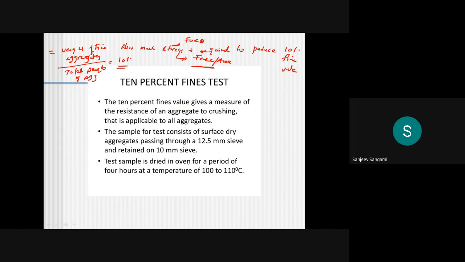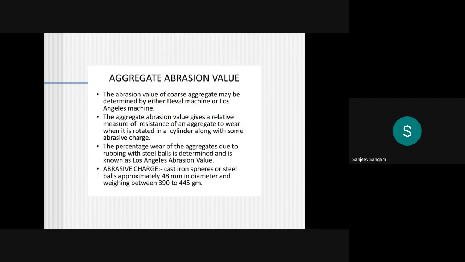And if you want to conduct it, proper grading should be selected. Then we'll go ahead with the abrasion value. The abrasion value of the coarse aggregate is determined by the Los Angeles machine. You already know this. The aggregate abrasion value gives a relative measure of the resistance of an aggregate to wear when it is rotated in a cylinder along with some abrasion charges.